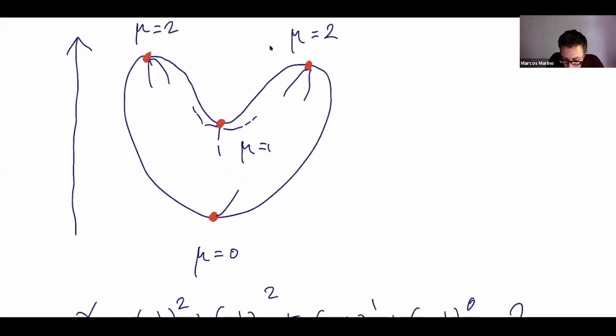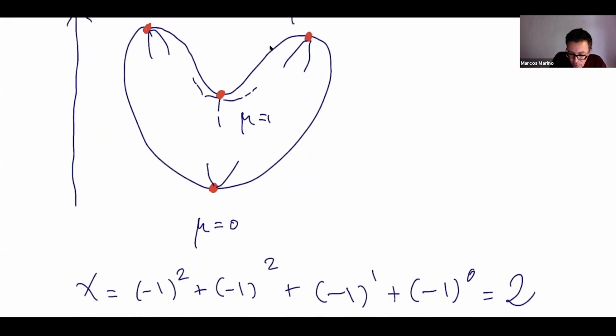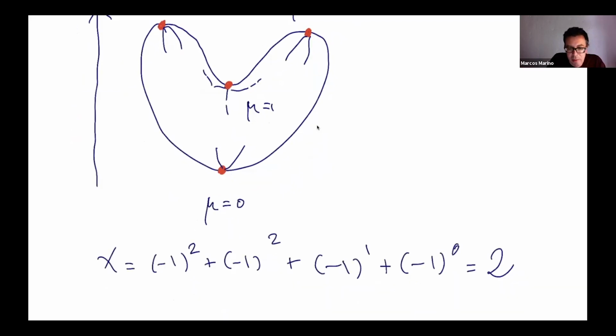So you see, now we have two critical points with Morse index 2, one critical point with Morse index 0, because there are like two increasing directions, and one critical point, which is what is called a saddle point. So the height function increases in one direction and decreases in the other direction. Okay, so this is a saddle point, and it has Morse index m equal 1. So now you calculate the Witten index or the Euler characteristic, and what you get is again 2.